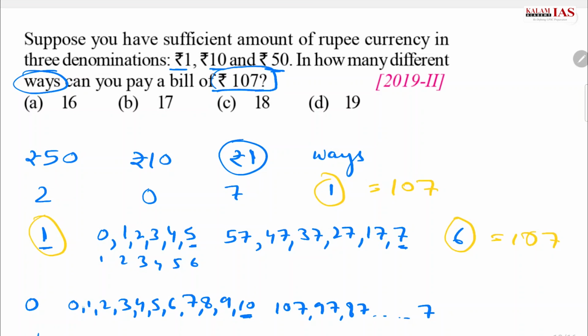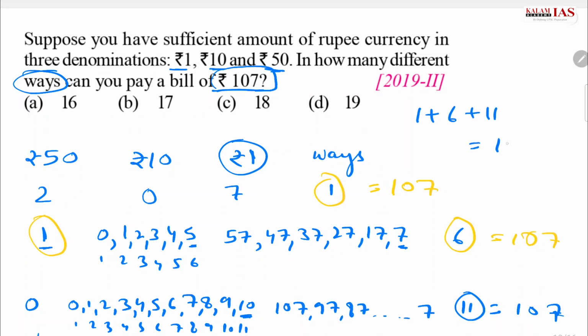So the number of possible ways here is 1, 2, 3, 4, 5, 6, 7, 8, 9, 10, 11. 11 possible ways to get 107. So total number of ways is 1 plus 6 plus 11, that is 7 plus 11, 18. So 18 is the answer. So we have 18 different ways to arrive at the bill of 107 rupees.